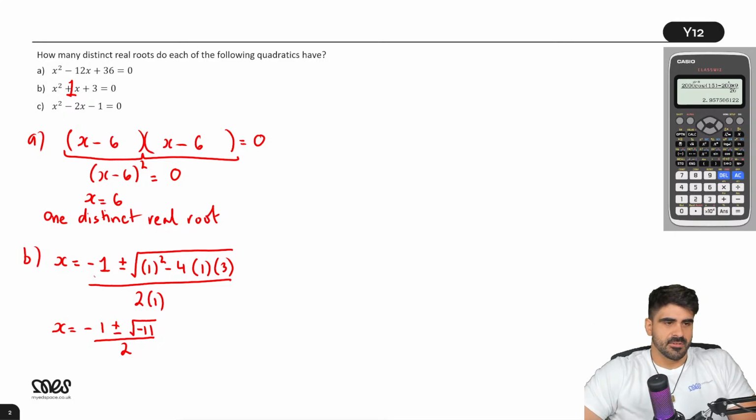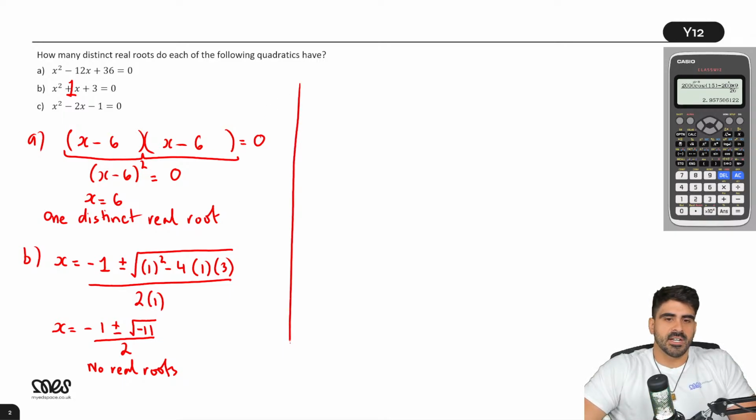So you're going to get an error, because you can't root negatives. So here we would say no real roots. If you do further maths, you can do this, yeah, but that's something else. Now part C, let's do the same thing.